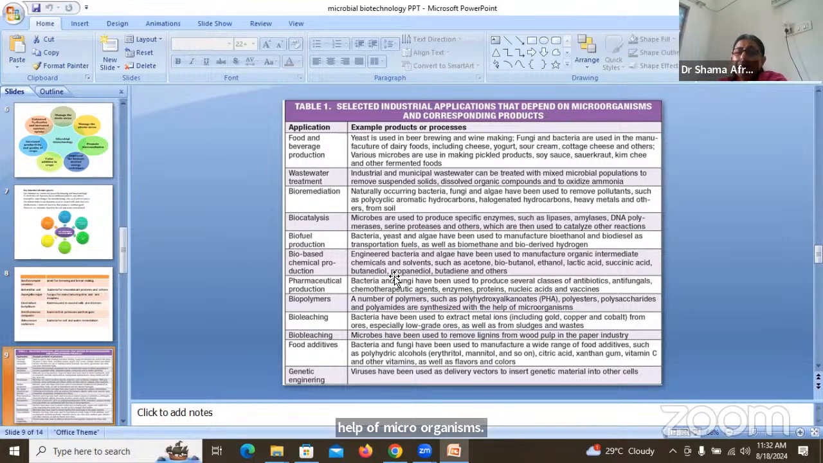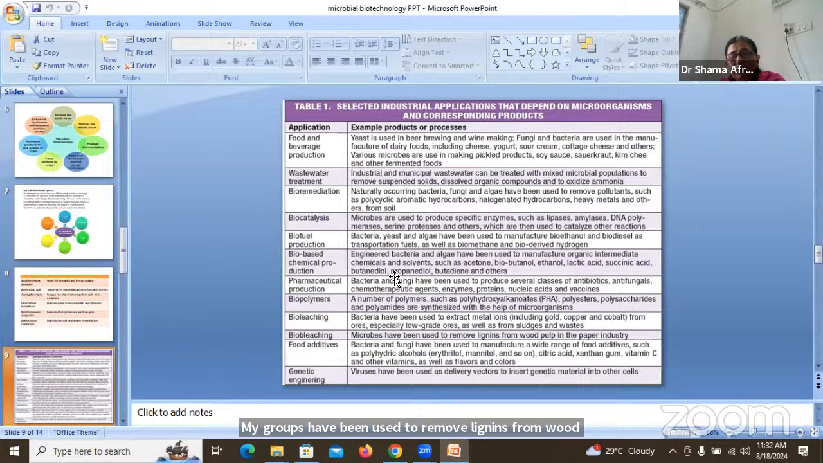Bioleaching. Bacteria have been used to extract metal ions, including gold, copper, or cobalt, from ores, especially low-grade ores, as well as from sludges and wastes. Microbes have also been used to remove lignins from wood pulp in the paper industry.